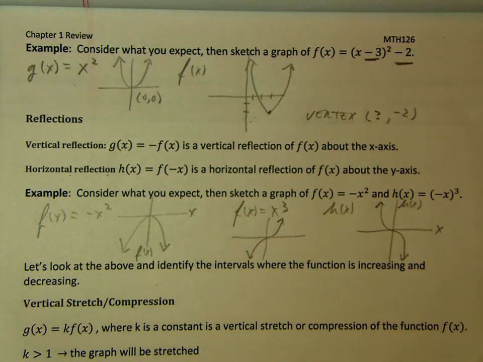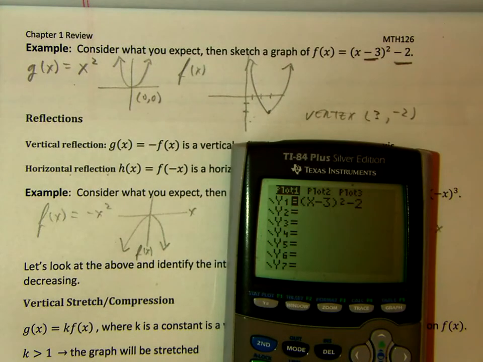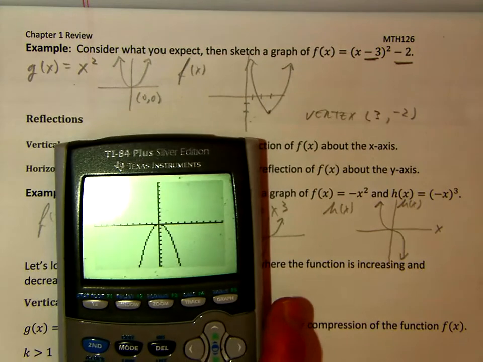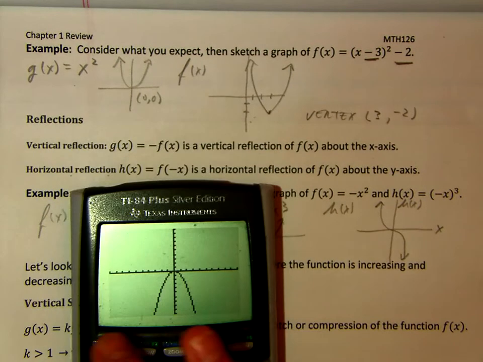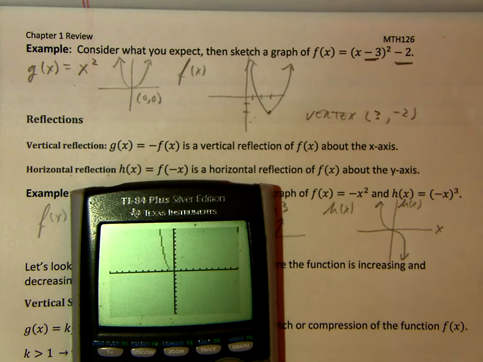So let's confirm with our graphs. Negative x squared. Yep, looks just like we thought it would. Negative x to the third power. Looks like we thought.